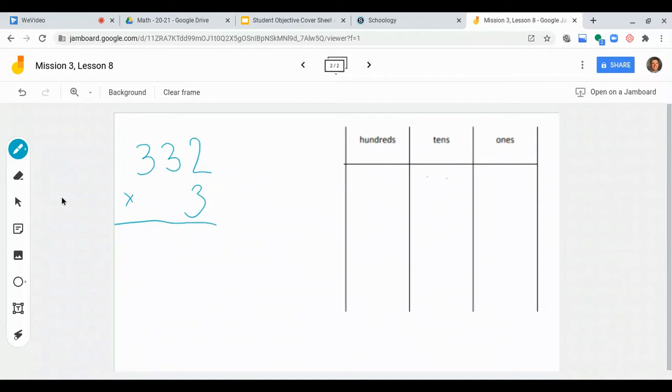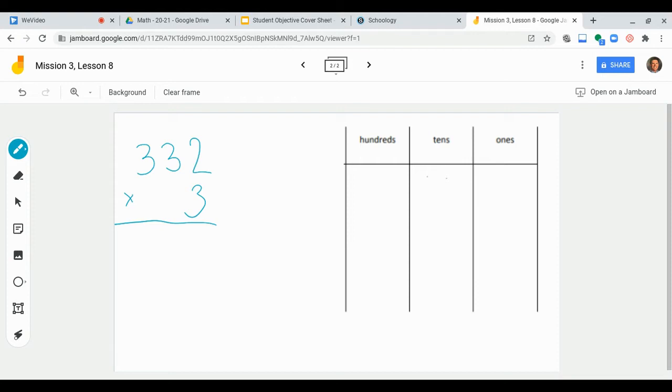All right, so let's say we were given 332 times 3. Now, again, 332, well, that's our 3-digit number. Times 3, that's our 1-digit number. So that's where our 3-digit by 1-digit comes from in our objective. All right, 332 times 3.